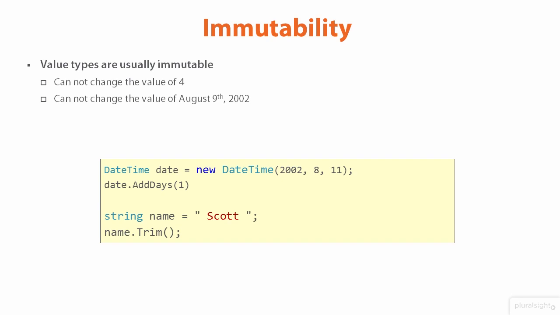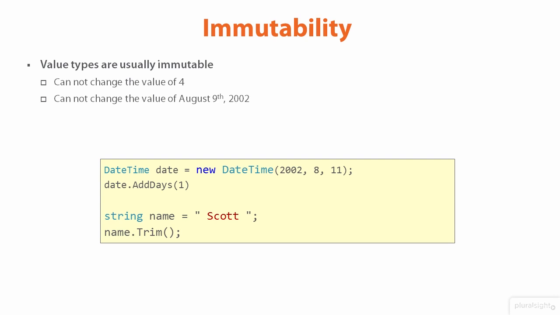Once you construct a datetime, and yes, you can use the new operator, you can construct a datetime and set that datetime value to August 11th of the year 2002, which is what the code on the screen is doing. That's because the datetime constructor takes the year, the month, and the day. Once I create this value, I cannot change it.